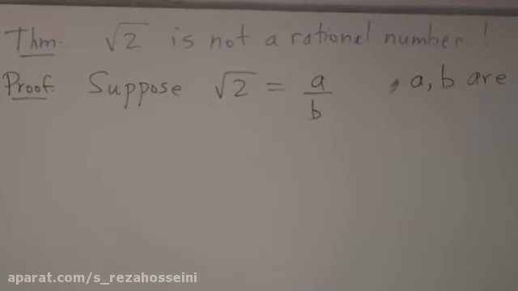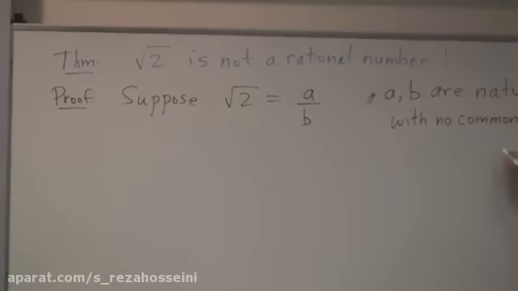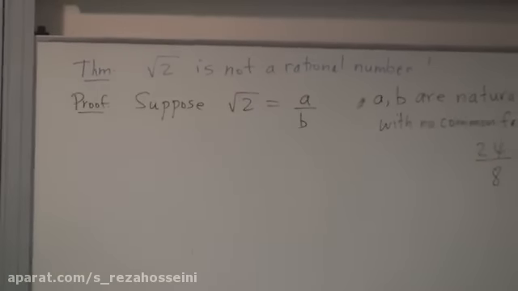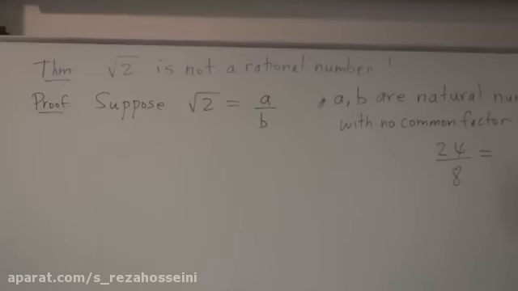And we can assume that they have no common factor. For example, if it was 24 over 8, that's a fraction, but we can simplify because it has a factor of 8 in both top and bottom, so we can write that as 3 over 1. So that's what we're going to assume: that a and b have no common factor.